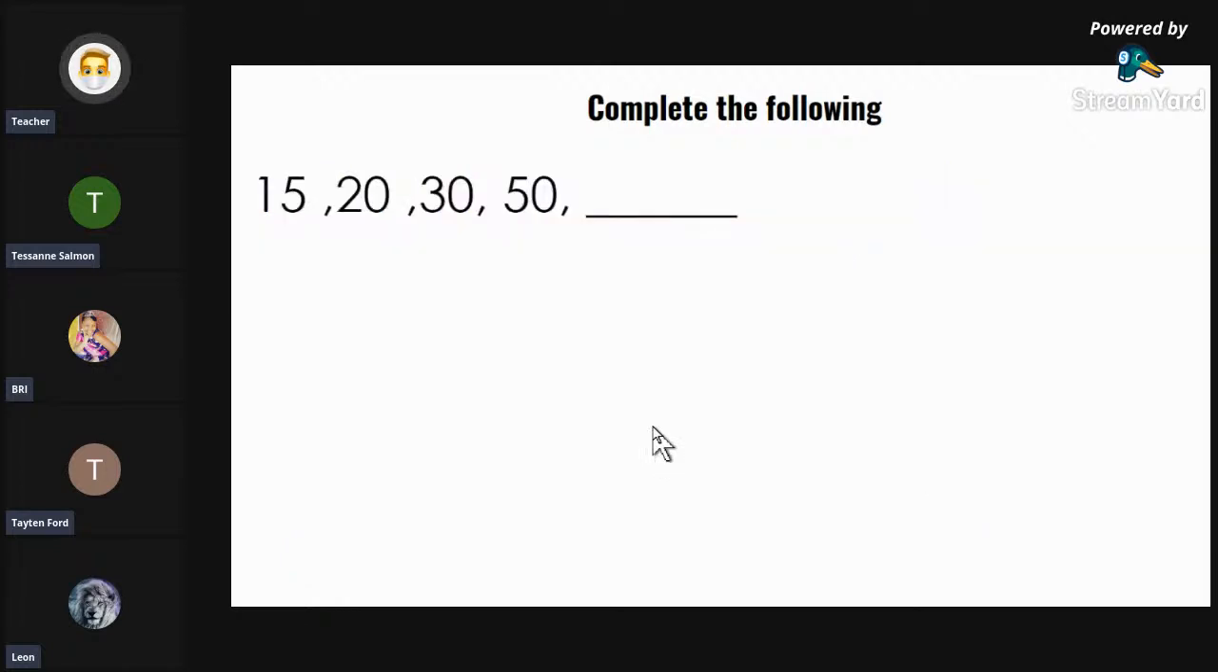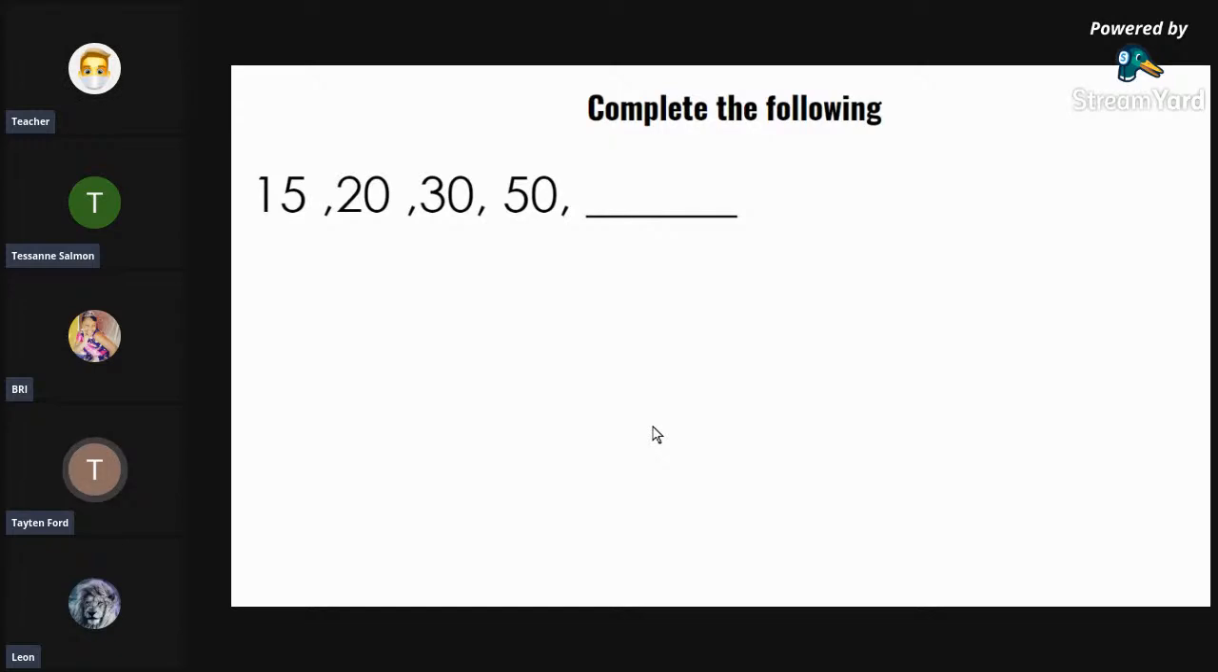Let's continue. Here's another one. We have a sequence here to complete, and we have 15, 20, 30, 50. What number would come next? All right, let me hear this one. Who is this? 10. All right, 10. What's your thinking on this one? The answer I got was 90. 90. Wow. What's your thinking on the 90?